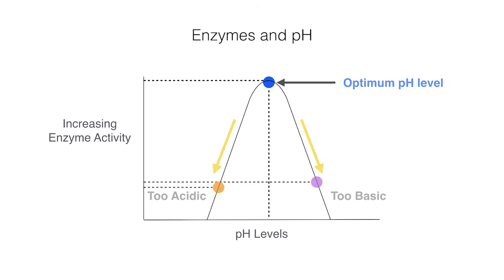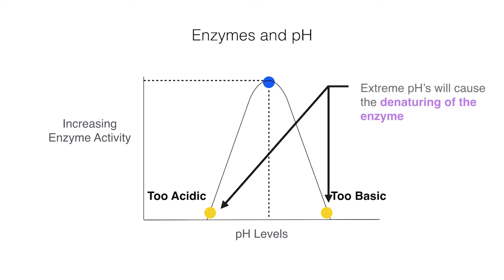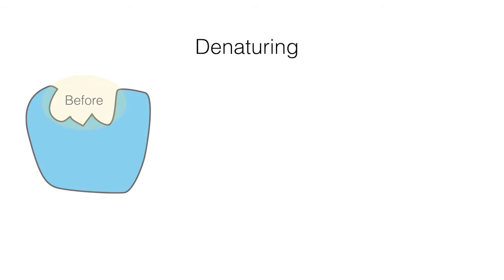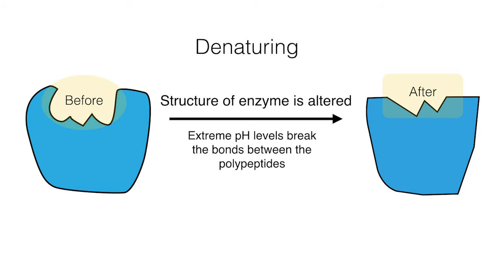When a solution is too acidic or basic, the extreme pHs will cause the denaturing of the enzyme. Denaturing means that the structure of the enzyme is altered and changed because the extreme pH levels break the bonds between the polypeptides, especially the ones that create active sites. Since the active site is changed, the enzyme can no longer do its job, and there is very minimal or even non-existent enzyme activity. Basically, the enzyme is damaged and ruined. Chemical reactions are now slowed to a crawl, and no amount of chocolate will fix that.